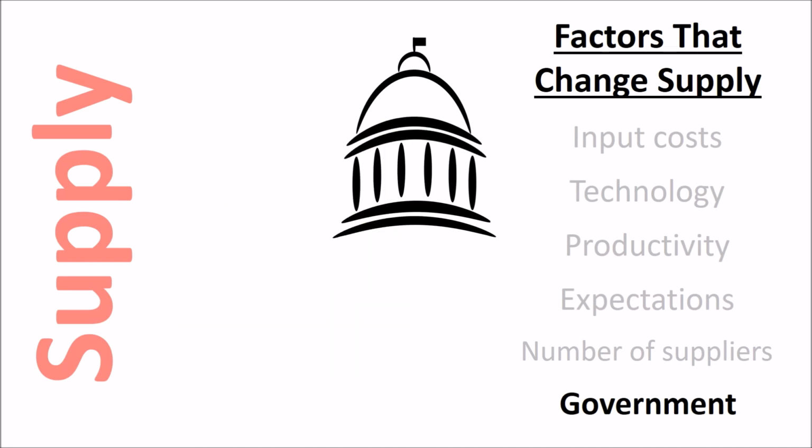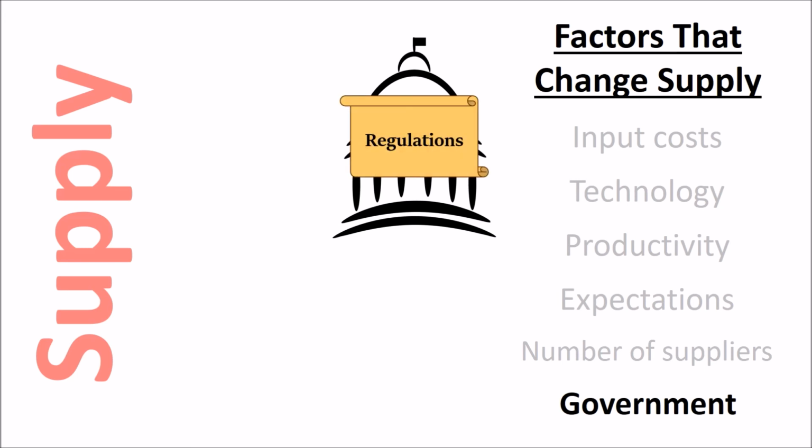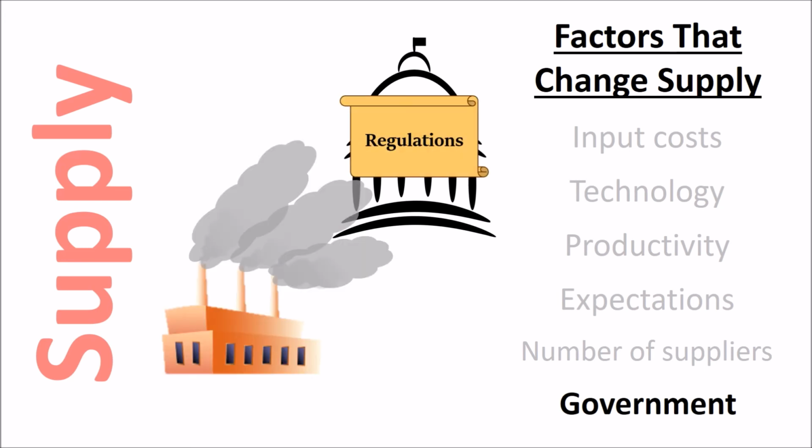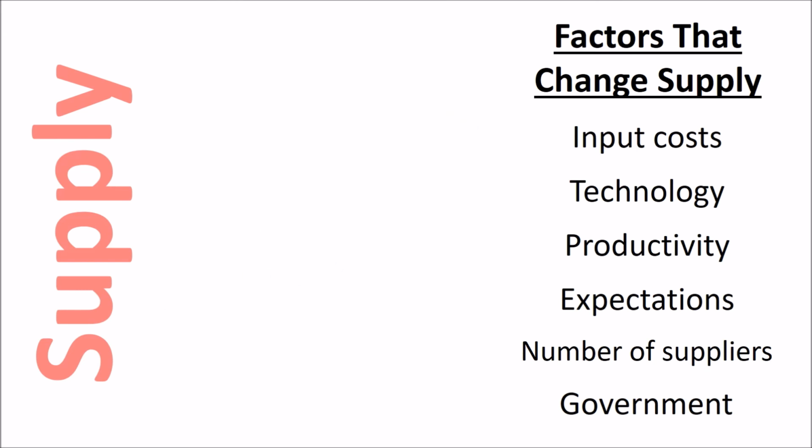And if the government creates new regulations businesses must follow, like requiring a factory to emit less pollution, because the factory needs to spend money reducing emissions, it may have less money to buy inputs, and so its supply may decrease. So just like demand, there are numerous factors that can cause supply to increase or decrease even when price stays the same.